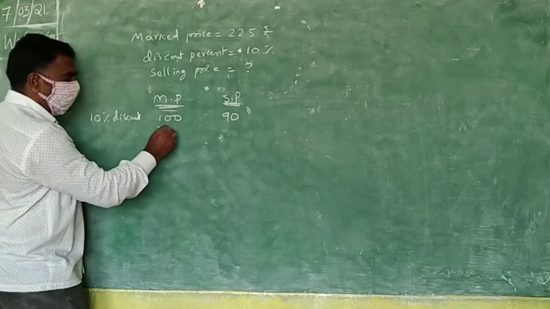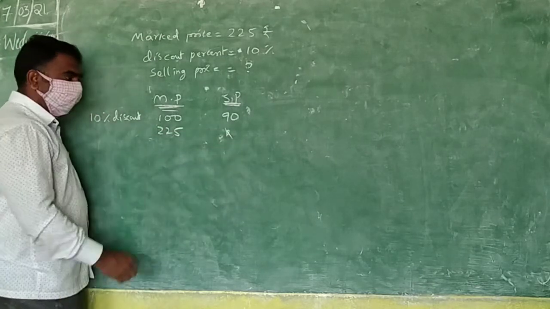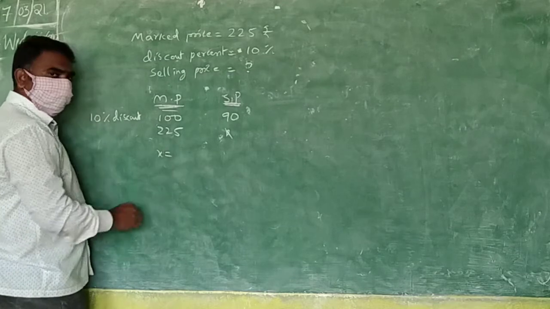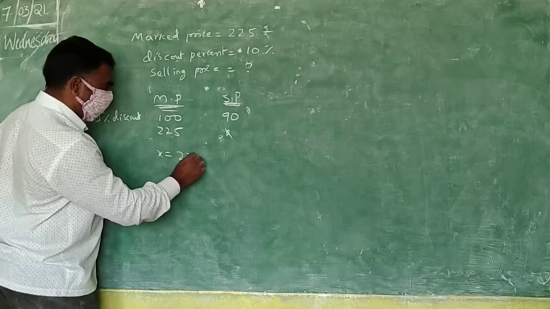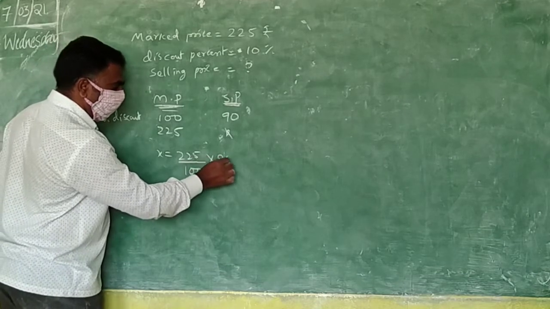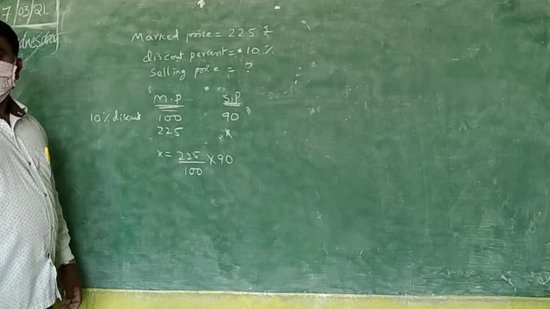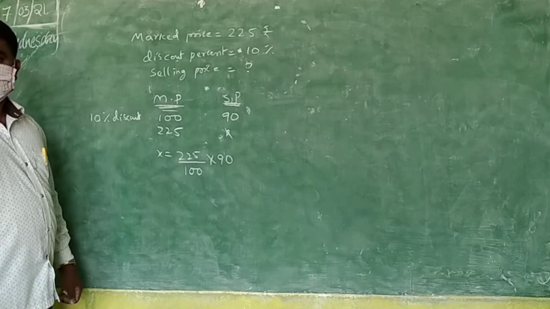Now what do you know in this? We know the market price. We have to find the selling price. What is the method? 225 by 100 into 90. Cancellation step. No, cancellation, try to say.